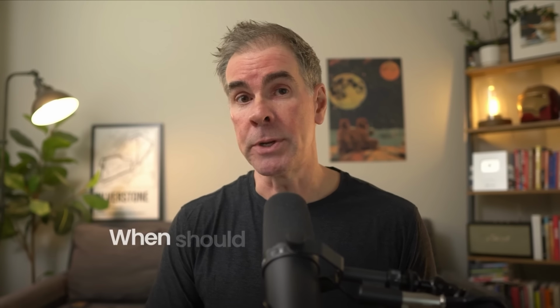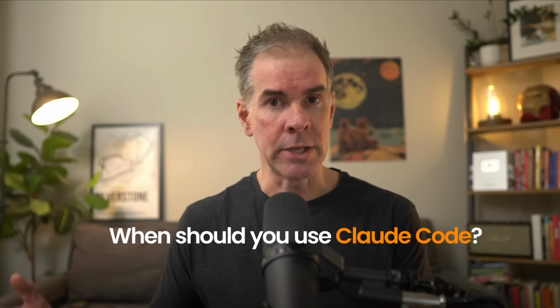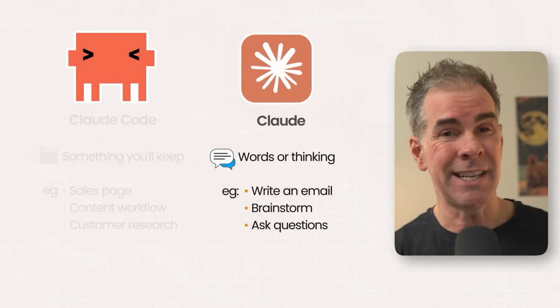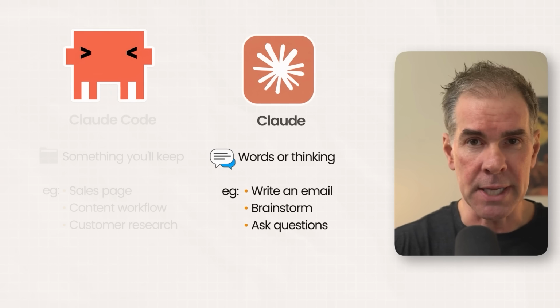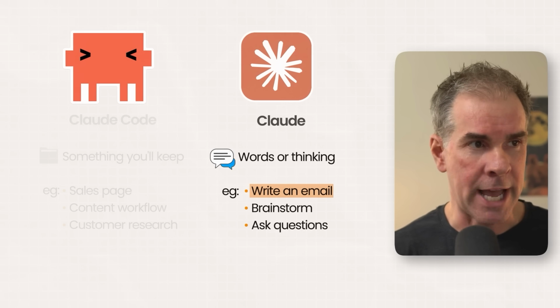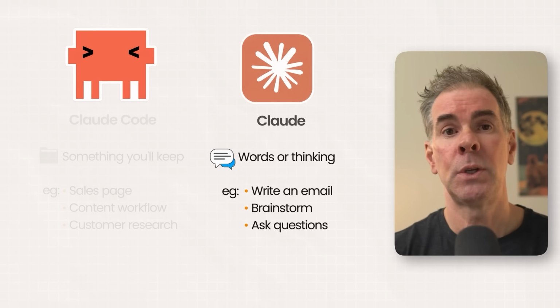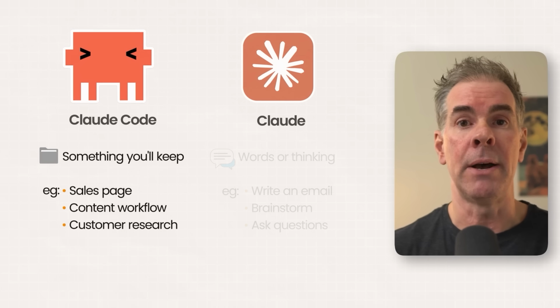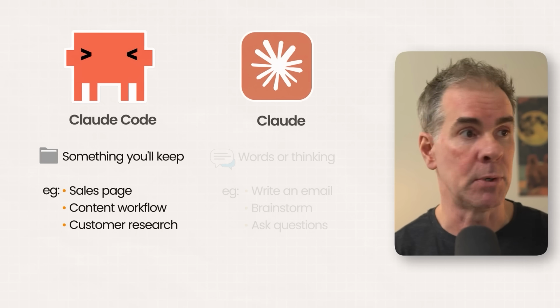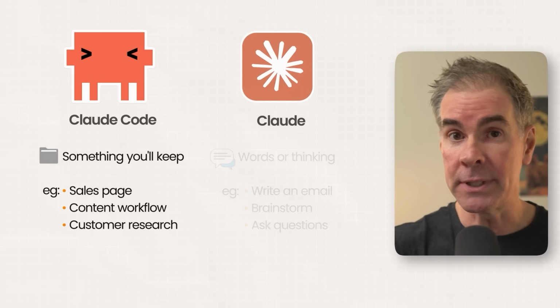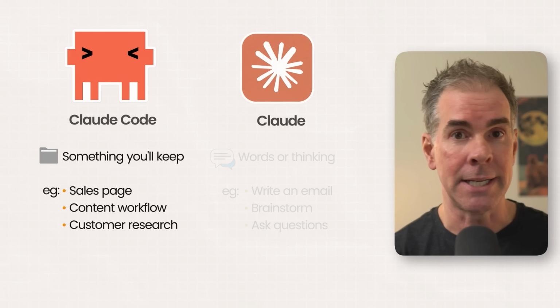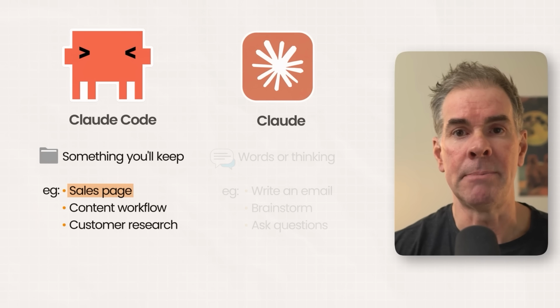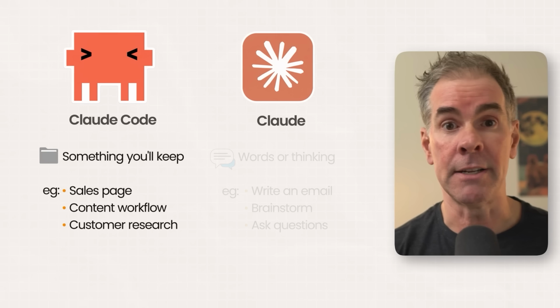The first thing to get straight is when you even reach for Claude Code instead of regular Claude. Simple rule: if what you need is mostly words or thinking, like write this email or what have you, stay in regular Claude, it's fine. You open Claude Code, on the other hand, when whatever you're making needs to stick around, when it has to live in a file, for example, get reused, get improved later, or become a process that you run again and again in your business. Maybe it's a sales page, maybe it's a weekly content workflow, maybe it's a set of customer research that you keep coming back to, and everything that you're doing in your business is based on that research.